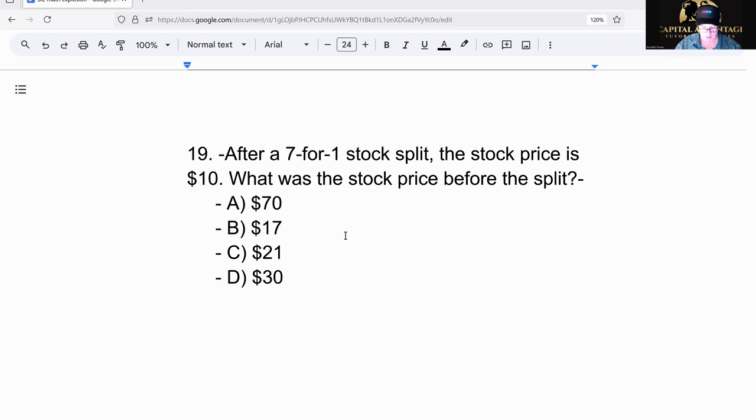If I do 17 divided by 7, too low. 21 divided by 7 is 3, probably. 30 divided by 7 is less. So no, the answer is 70. So if they ever, God forbid, ask us what it was before the split, just reverse engineer it. Find the ratio of 7-to-1, then divide the price by that number until you find it.